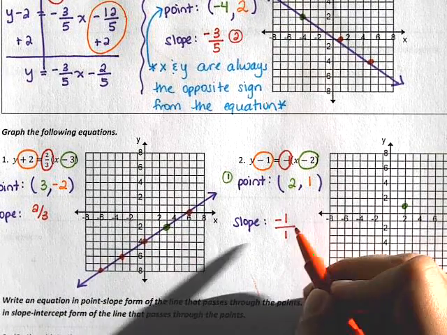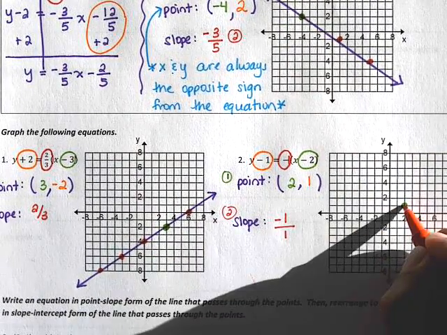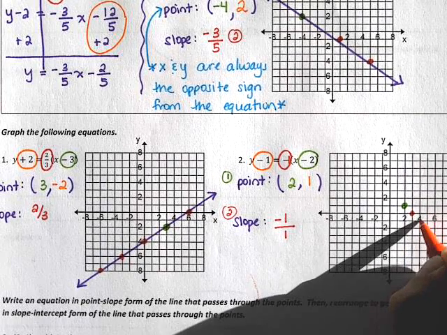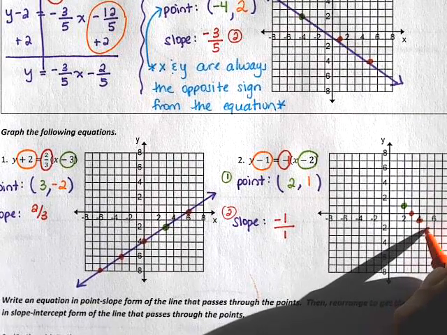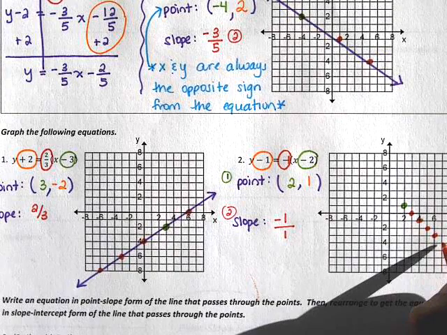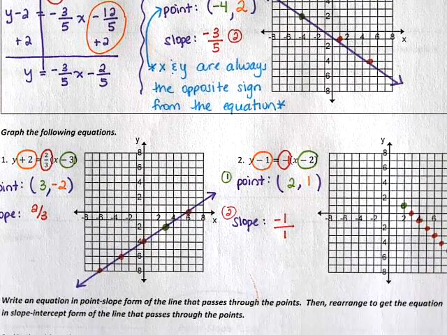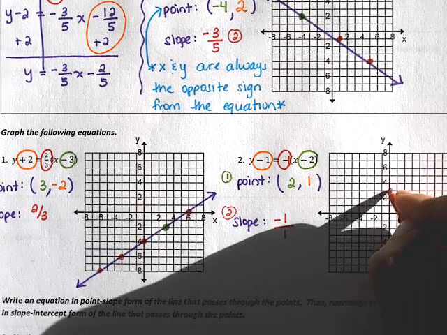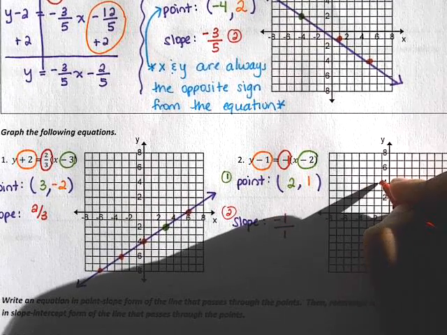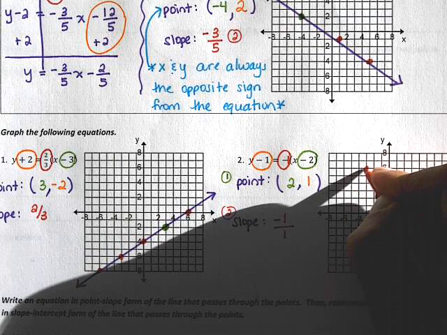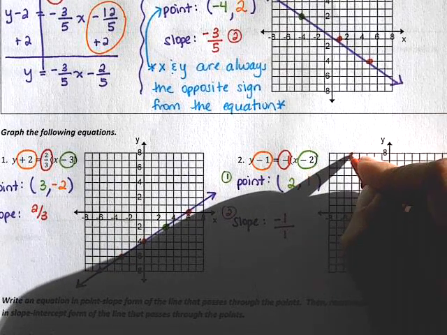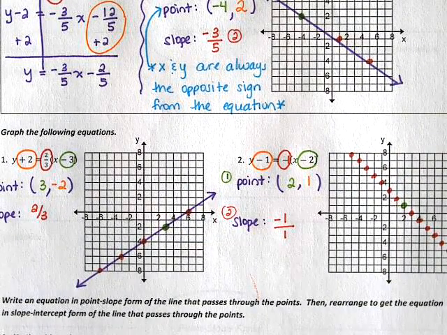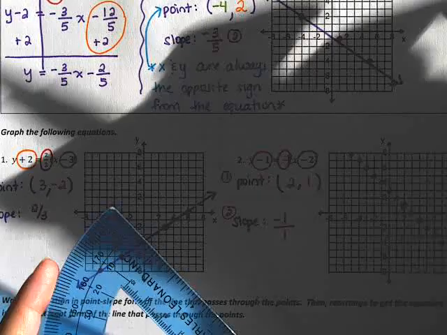Now from there, I'm going to go down 1, right 1, down 1, right 1, and keep repeating that. I could also go backwards, up 1, left 1, and keep repeating that. Lastly, at the very end, I'm going to connect the dots and make a line.